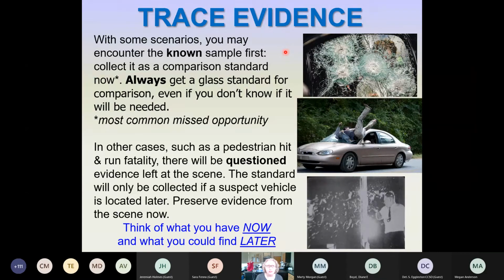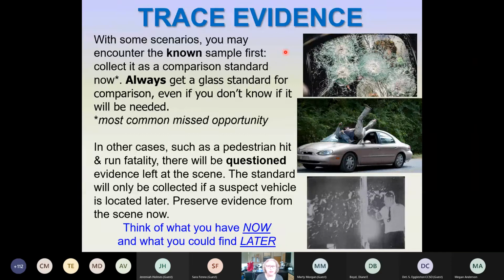But we would like to encourage you to think ahead and hedge your bets. If you don't collect that glass standard now, you may lose the opportunity. That scene is going to be cleaned up, the broken glass will be discarded, and you may lose your chance to collect it later if you don't grab that chance now. We see this as the most common missed opportunity. People down the road will find questioned glass, but because they failed to collect a standard at the time, we're really not able to help out much from the lab point of view.